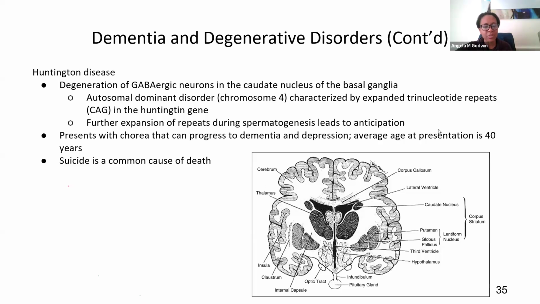Again, because of the degeneration of the GABAergic neurons, they present with chorea. They can progress to dementia and depression. Average age of onset is usually 40 years. I have heard of one person committing suicide, and maybe that's in regards to prevalence, just because of how bad it gets at such an early age. There is a higher rate of suicide in this population.